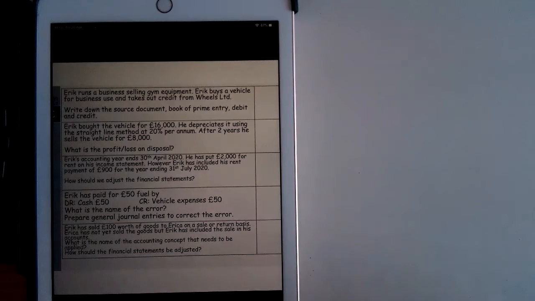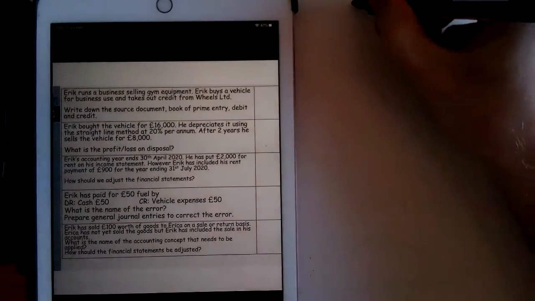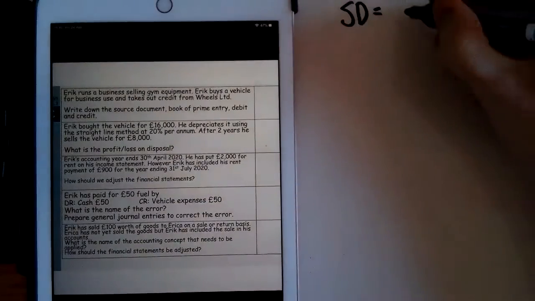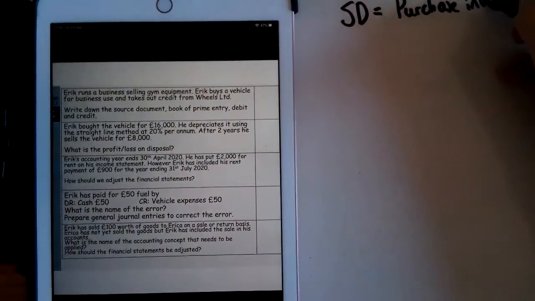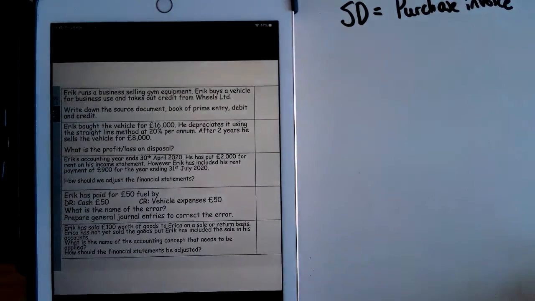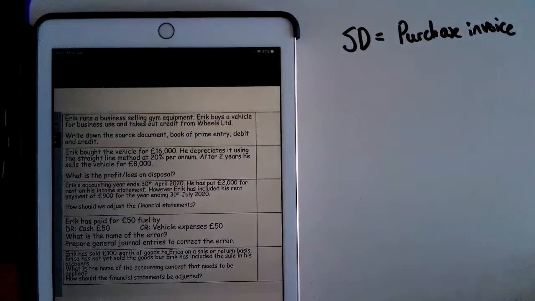Okay, so that first one. Eric runs a business selling gym equipment. Eric buys a vehicle for business use and takes out credit from Wheels Limited. So they purchased a vehicle and took out credit. So that means the source document has to be the purchase invoice. It's not a receipt, it's not a bank statement, it's a purchase invoice, no cash has been exchanged yet.